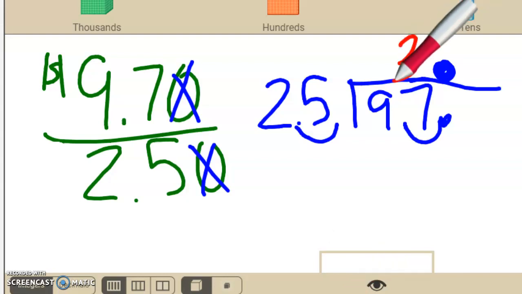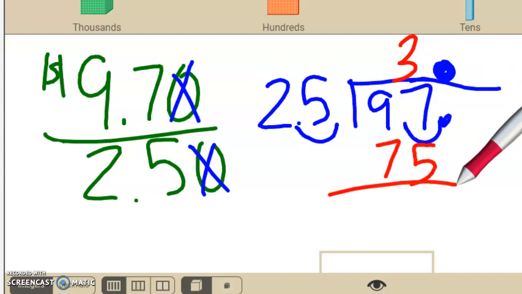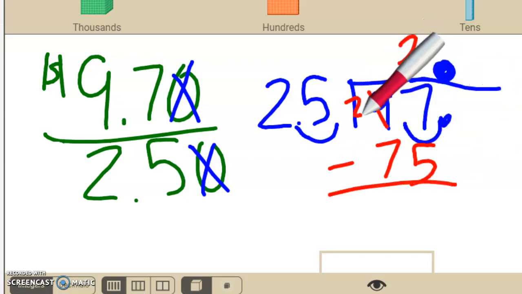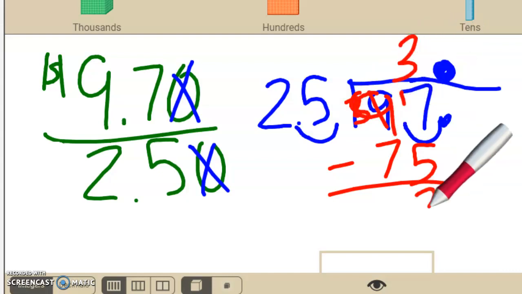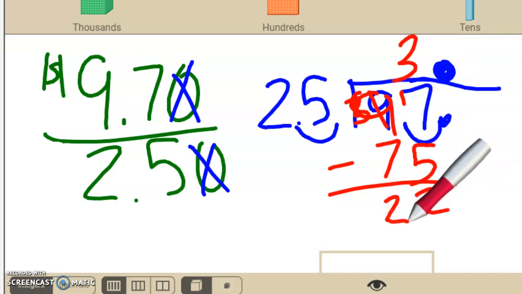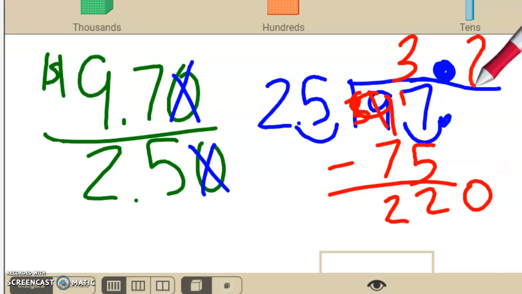And 3 times 25 I know is 75. So now I'm just going to do my subtraction, and this is going to be an 8. Oop, I don't know why I just borrowed from there. Sorry. 7 take away 5 is 2, and 9 take away 7 is 2. So it's almost 22. So 220, 25 can go into 100 4 times. 25 can go into 200 8 times. So I'm going to put up my 8.